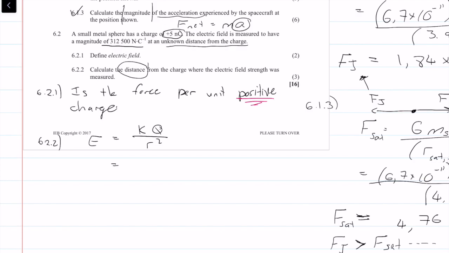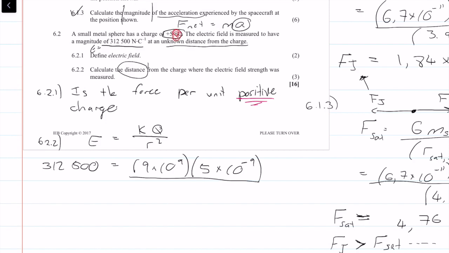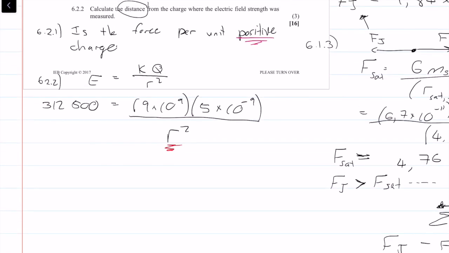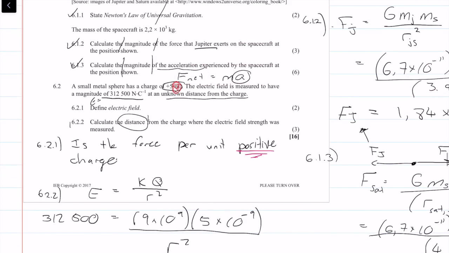K is our constant, so E is equal to 312,500, equal to our constant k, which is 9 times 10 to the 9, times Q, the charge which we were given, which is 5 times 10 to the minus 9, because of the nano part of the coulombs, all over r squared. The only unknown here is r, so we can solve for r. So r is equal to 0.012 meters. That would be the final answer, and we get ourselves 3 marks.